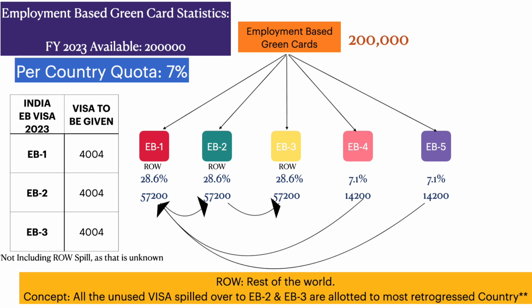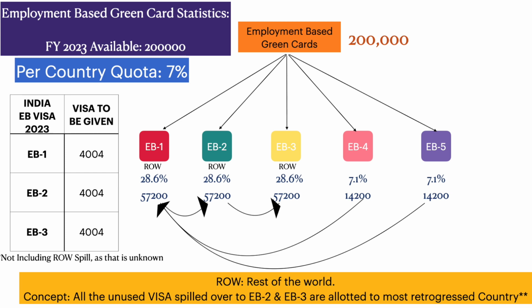Now, with 200,000 visas, if I go back to my book, which has some numbers: EB1 has 57,200, EB2 has 57,200, EB3 has 57,200, EB4 has 14,000, and EB5 has 14,000.